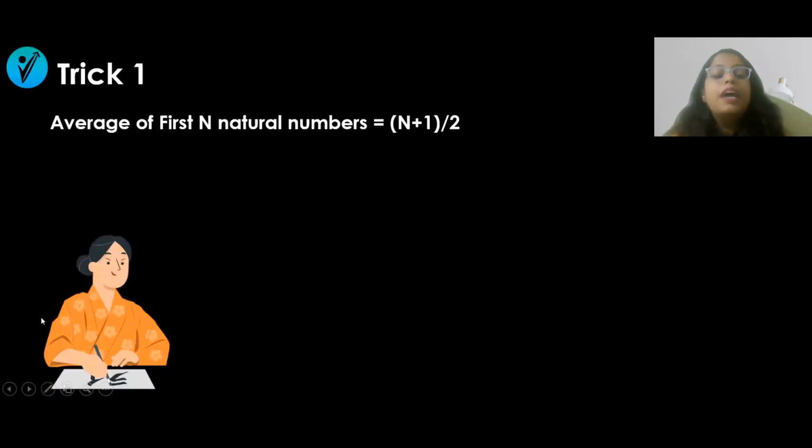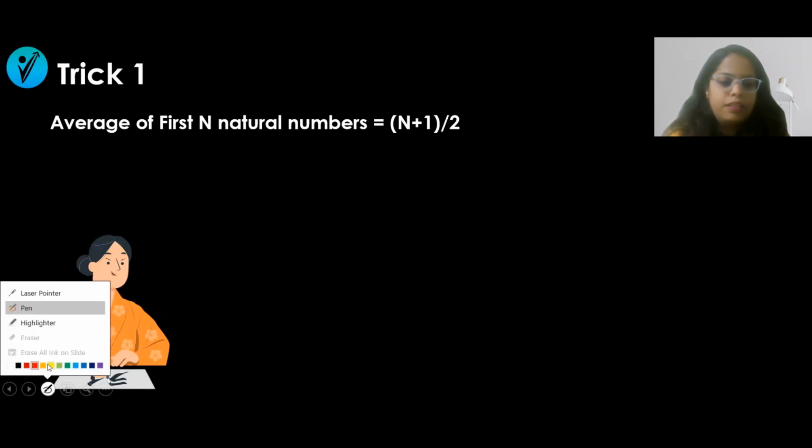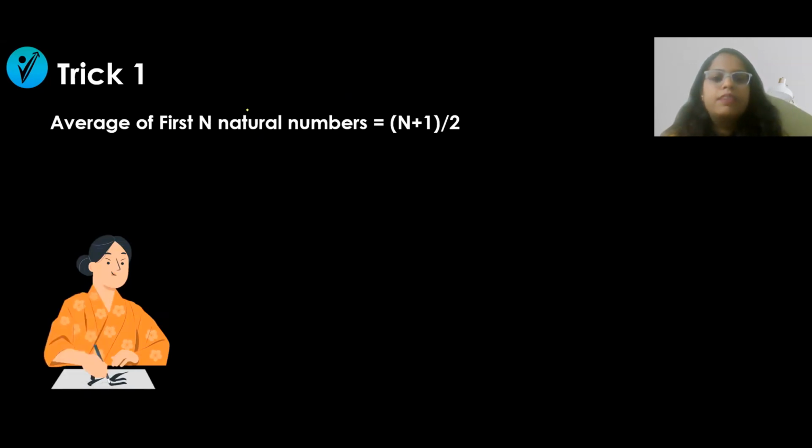First trick is here. Average of first n natural numbers. This is your simple formula of the average. And what does it say? Average of first n natural numbers. First n natural numbers means 1, 2, 3, 4, 5, 6 up to n. For those, the average will be n plus 1 by 2.